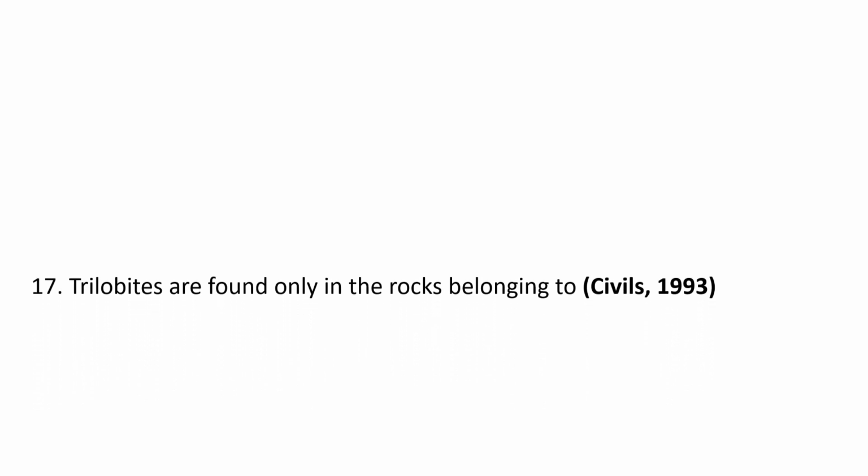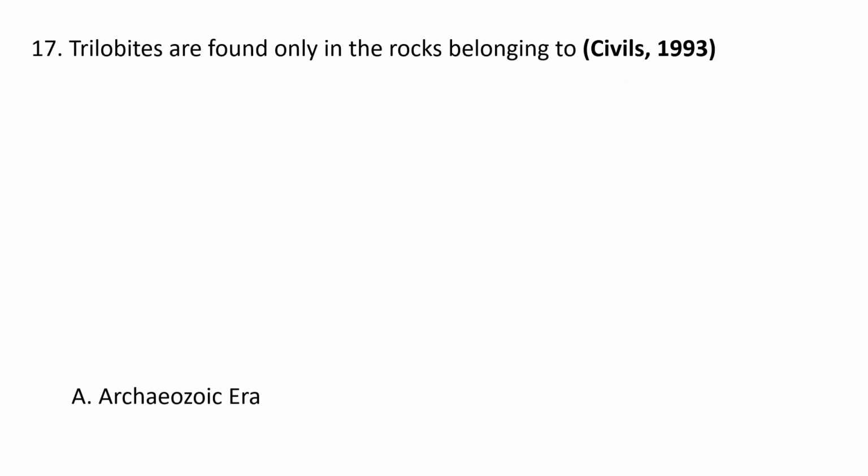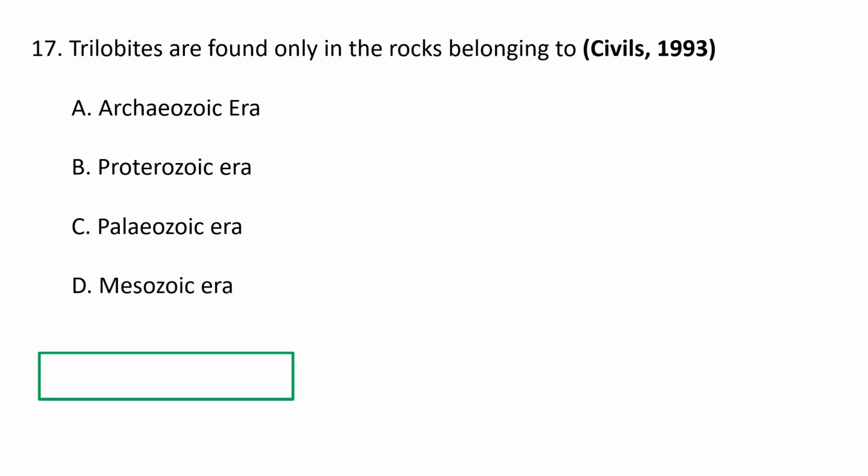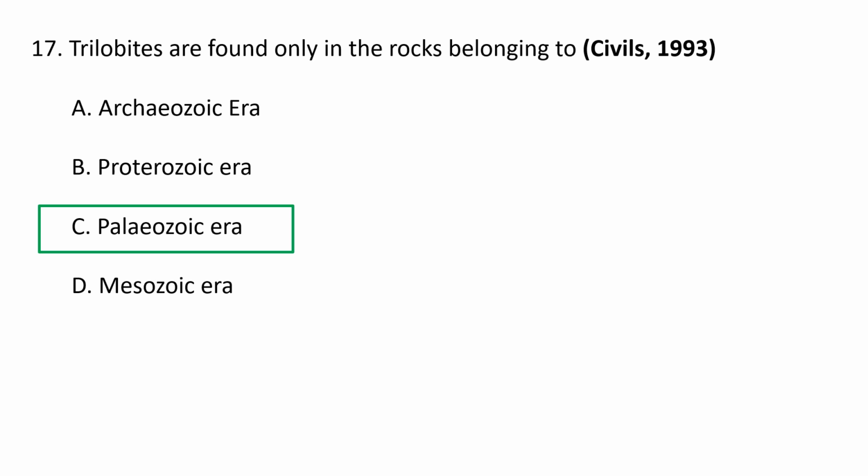Next question. Trilobites are found only in the rocks belonging to A. Archaeozoic era, B. Proterozoic era, C. Paleozoic era, D. Mesozoic era. So the correct answer is Paleozoic era. Trilobites are a group of extinct marine arthropods. They first appeared 521 million years ago, shortly after the beginning of the Cambrian period, living through the majority of the Paleozoic era. So trilobites are found only in rocks belonging to the Paleozoic era. C is the correct answer.